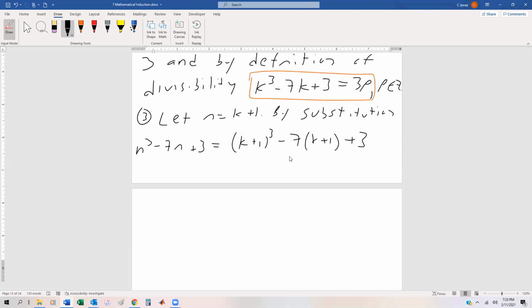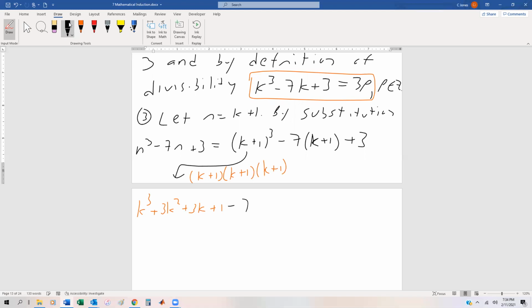Usually we try to factor, but in this case there's nothing to really factor. I mean, we could certainly factor out a k plus 1 from these two terms, but I don't know if that would help us too much. So let's just FOIL out the k plus 1 cubed. That's going to be equal to k cubed plus 3k squared plus 3k plus 1. And if you're not sure how to get that, just do this and then FOIL it out. Just take my word for it that indeed that is the FOIL for this.